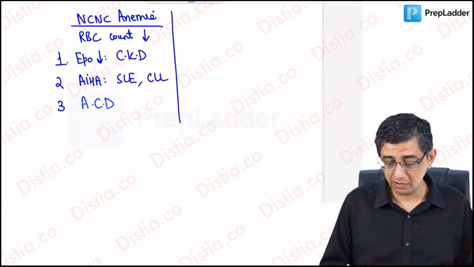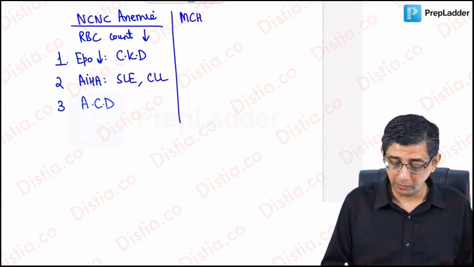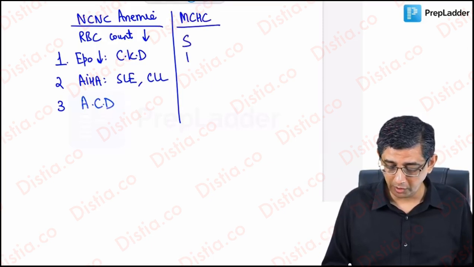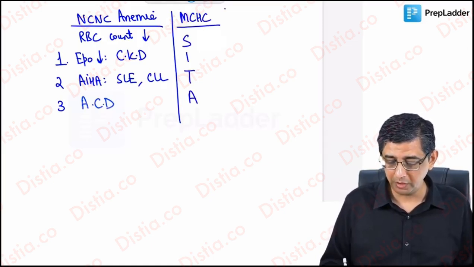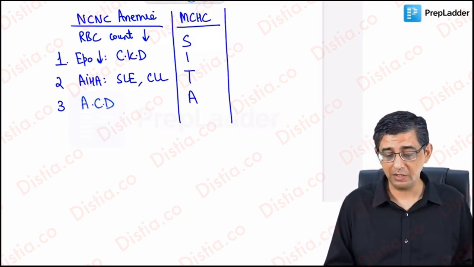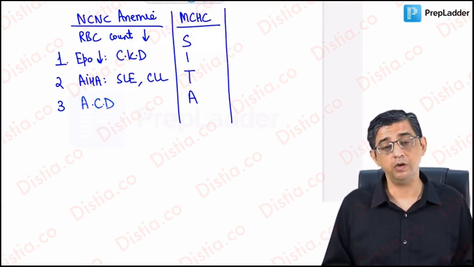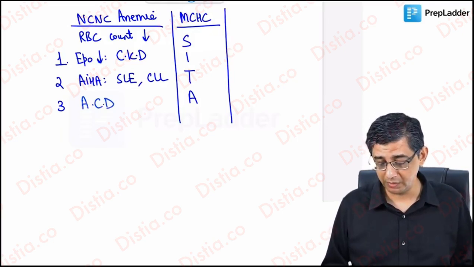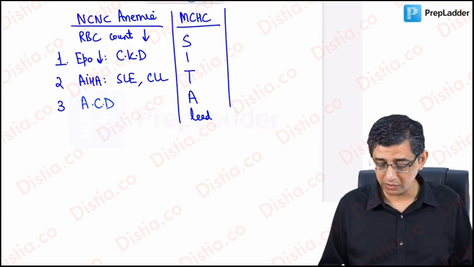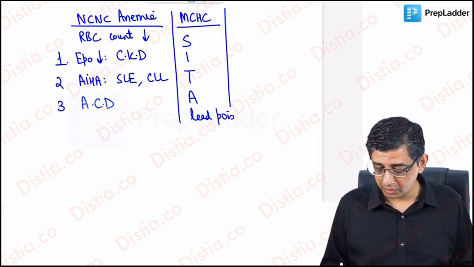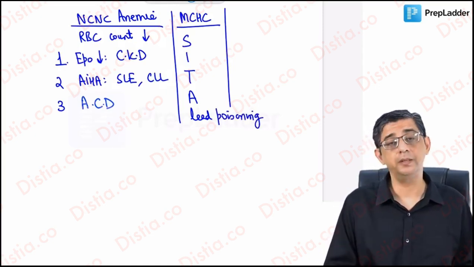In contrast, if he asks what are the causes of microcytic hypochromic anemia, then you know this from pathology. I'll not write the causes, I'll just mention the mnemonic SITA, that is sideroblastic anemia, iron deficiency, thalassemia, anemia of chronic disease, and including lead poisoning as well. So I'm just writing SITA here. Lead poisoning can be written, though it is one of the causes of sideroblastic anemia, in an MCQ, just to increase the choices, he can write that.